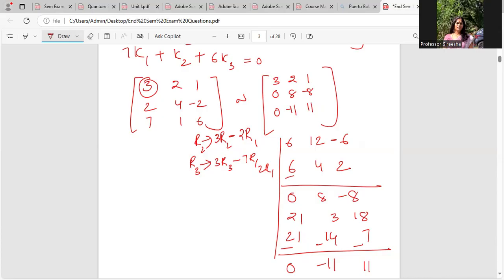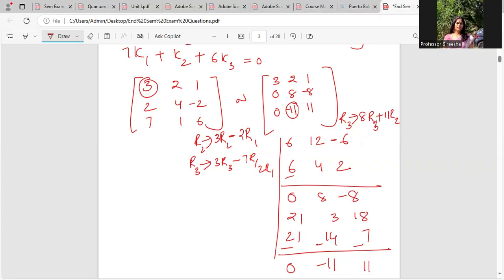I can clearly see R3 and R2 have similar elements. By the way, my motive is to get a 0 here so that I am in the increasing order of zeros, or in echelon form format. So I will do just one operation on R3: multiply R3 with 8 and add to R2, but then 8 has to be multiplied with 11 as well.